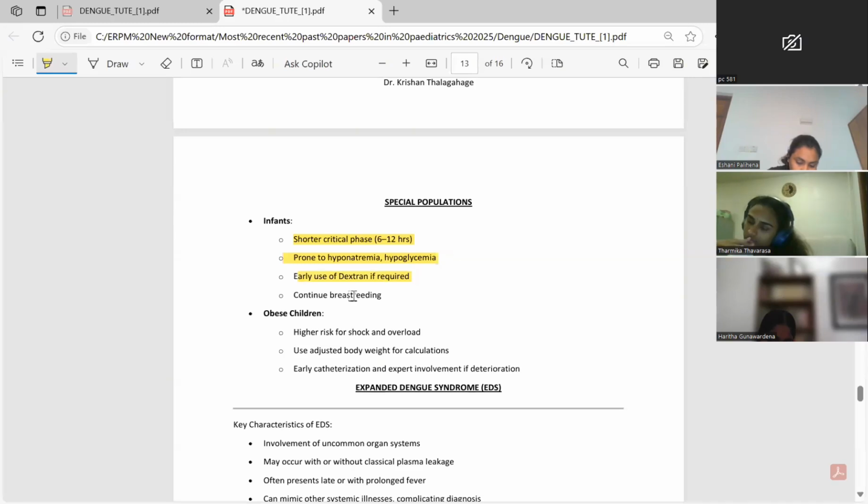If the child is otherwise well, if they ask an MCQ, could you continue breast milk? Yes, you can continue breastfeeding.